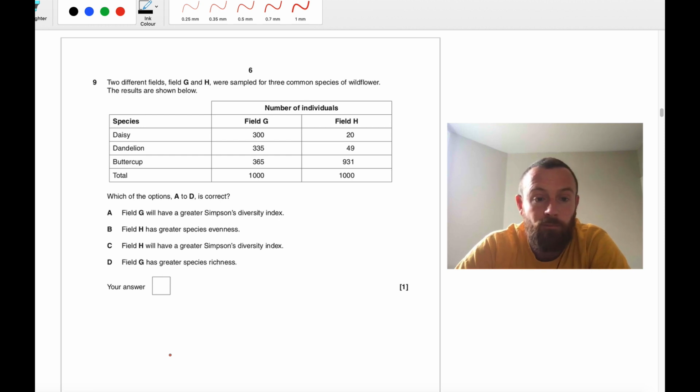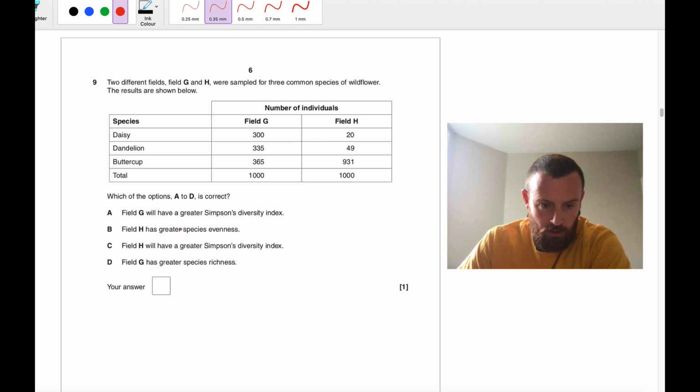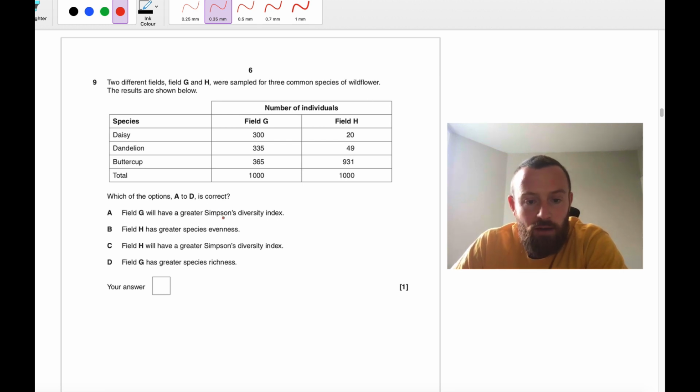Number 9. Okay. Wildflower species, results are below. Which of the options is correct? Field G will have a greater Simpson's diversity index.